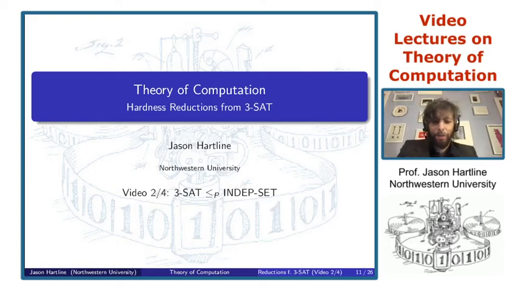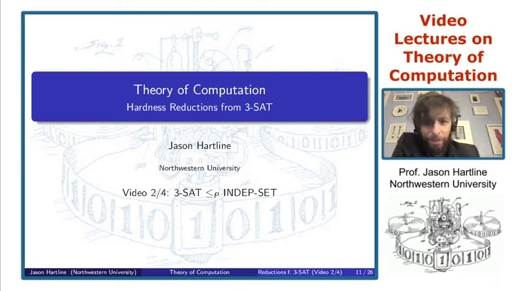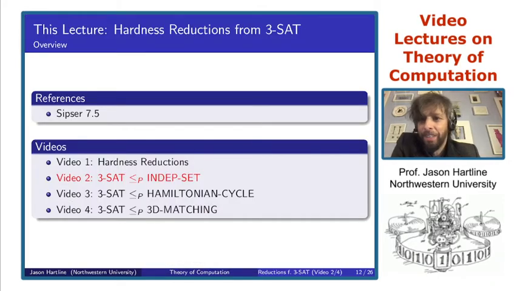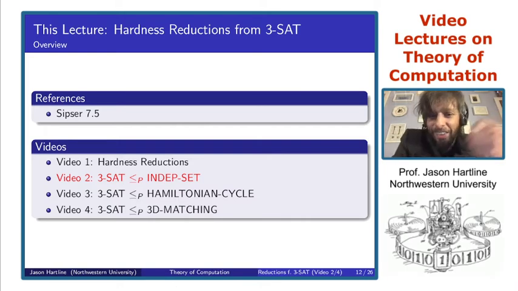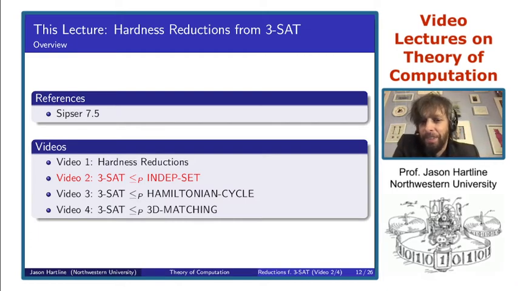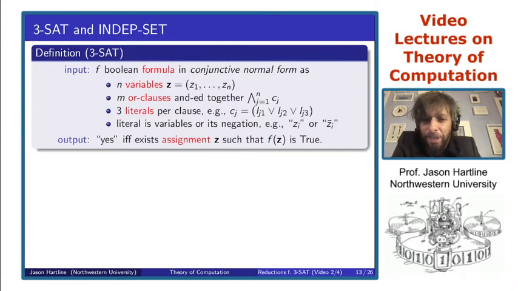All right, welcome back to the video lectures on theory of computation, where we're looking at hardness reductions from 3-SAT. This is video 2, where we're looking at reducing 3-SAT to independent set. We're going to be assuming that 3-SAT is hard, and we're going to be showing that independent set is at least as hard. So if we think 3-SAT is hard, then we think independent set is hard. Great. So let's just go into some details about these problems.